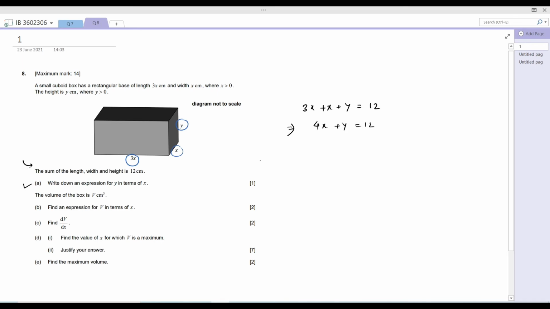Now write down an expression for y in terms of x. So y equals 12 minus 4x. This is the answer to the first question. For question A, the answer is done.